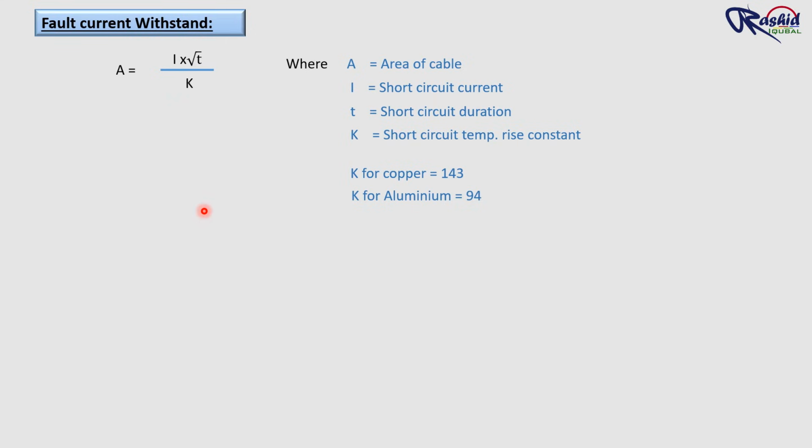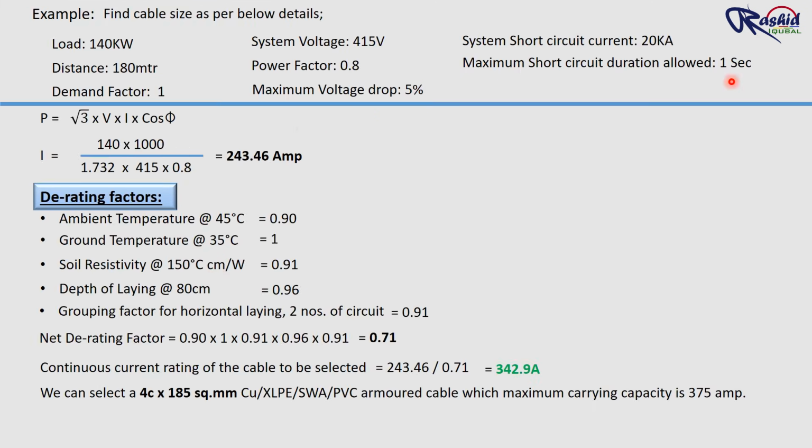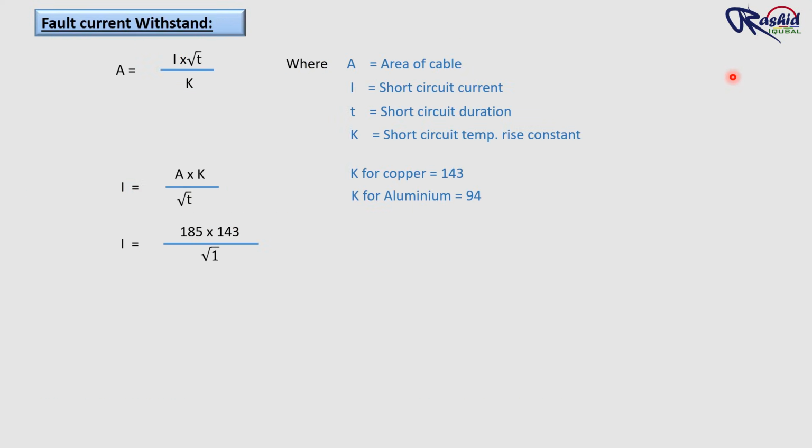As per this value, we can calculate this equation. Here all values are mentioned except I, so we have to find the short circuit current I, which is 185, the area of the cable, multiplied by 143, that is for copper cable, and root T, the short circuit duration. The short circuit duration is 1 second only, that's why I have mentioned root 1. After solving this equation, we got I equal to 26,455 ampere, that is 26.45 kilo ampere. This is our fault current.